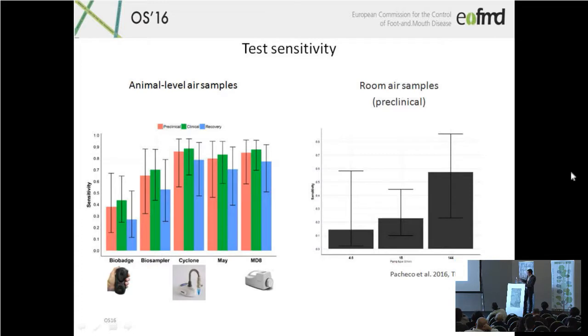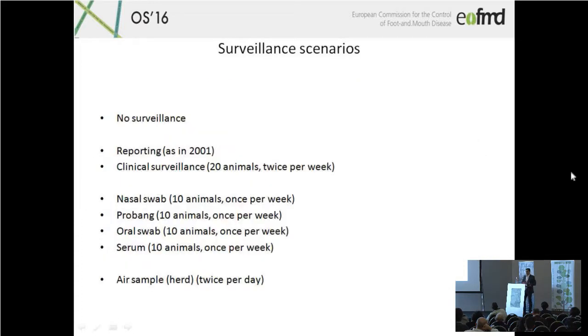So these are the measures of the sensitivity. But this alone doesn't tell us anything. Then we need to know how many samples I need to take and how often I need to sample. I am in an emergency. Do I need to go every day? Do I need to sample all the animals? Will one sample a week be enough? So we need to determine this. And for this, we do the modeling.